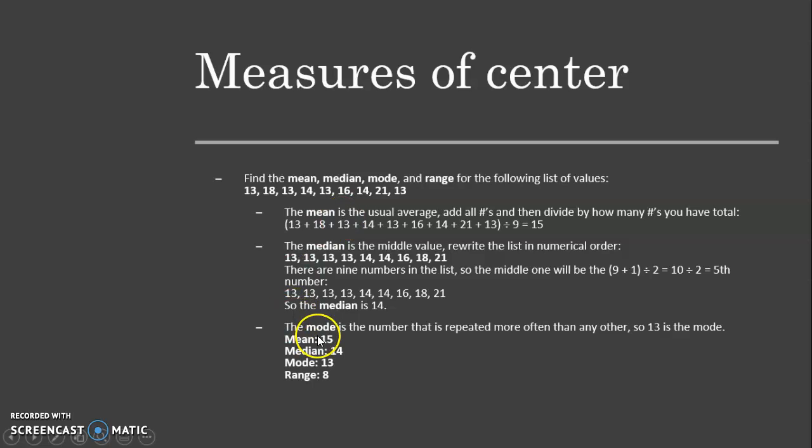The hardest part about this is probably adding. Maybe you got your adding wrong, or maybe you counted wrong, like maybe there were 10 numbers and you thought there were 9. That's where mistakes can happen. But if you memorize these rules, it's pretty straightforward.